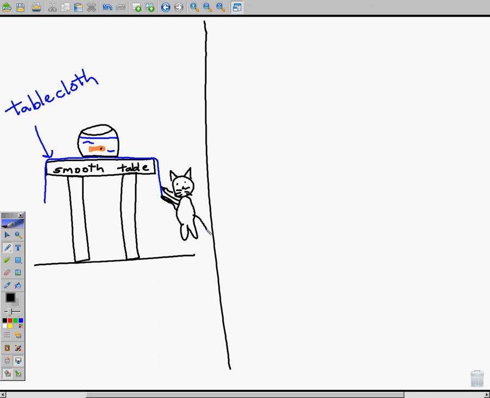And the cat's going to pull the tablecloth and drag the bowl over till the whole thing comes around. Cat.